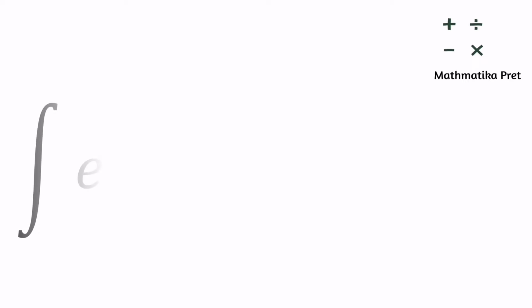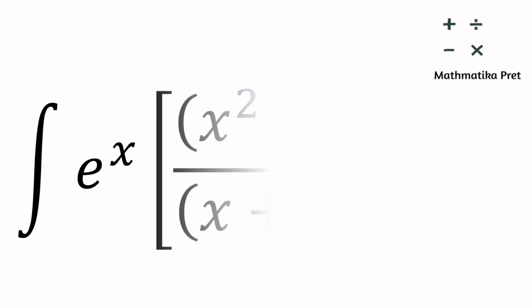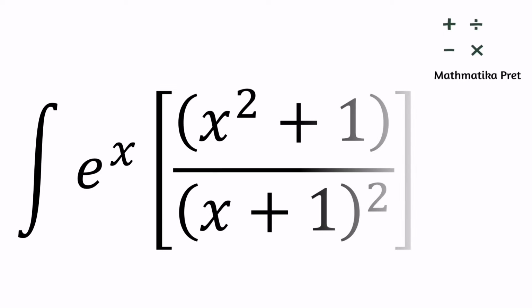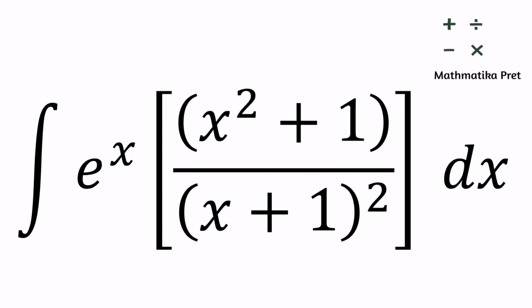Hello guys, in this video we are going to solve the integral of e to the power of x into (x squared plus 1) over (x plus 1) perfect square. As the first step, we should get the partial fraction of (x squared plus 1) over (x plus 1) perfect square.